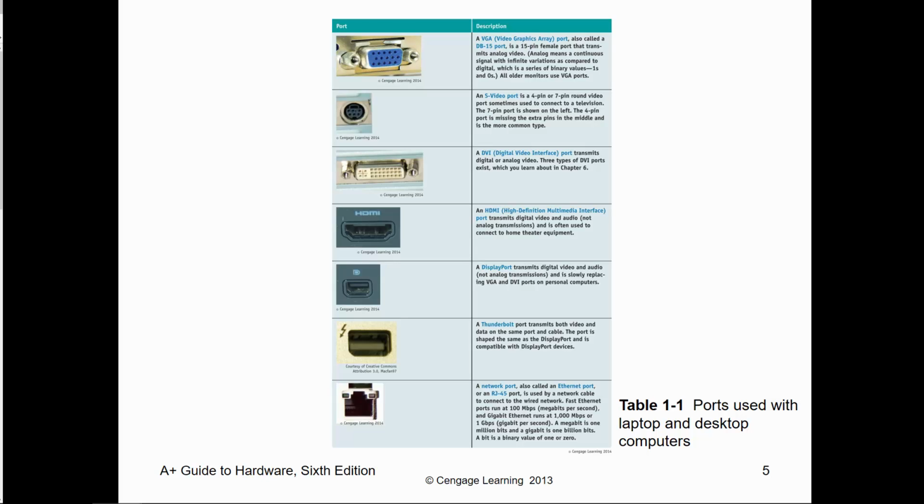VGA is analog, DVI is digital, so there is a slow shift to move away from analog technology. And again, I want to talk about that in greater detail in Chapter 6. Next is HDMI. That will do a digital video signal, but it also does audio as well. That's slowly being replaced by DisplayPort, but it really depends on what you're plugging into. Like HDMI is very common for TVs, where DisplayPort is very common for computers.